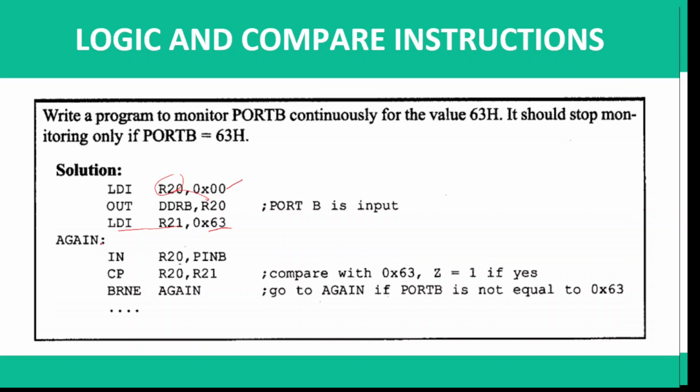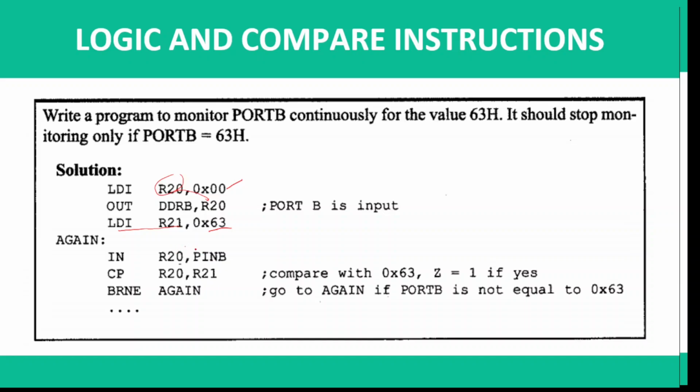So we have here the loop to check or monitor port B, or pin B, if it is equal to 63H or not. So we put the pin B input into register 20.